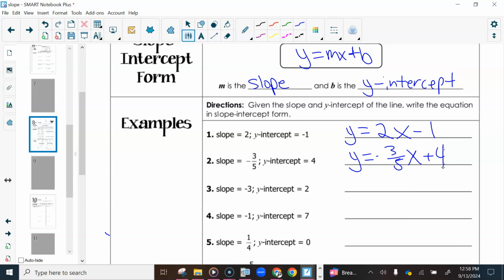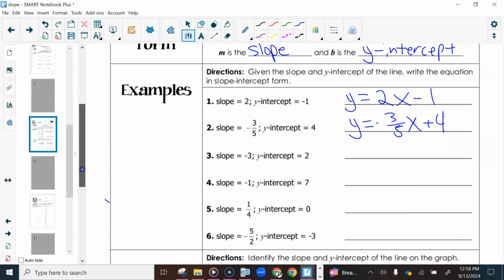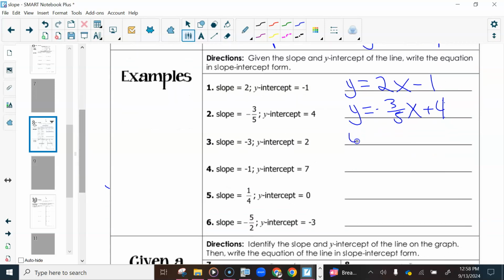What about number 3? Y equals negative 3. We don't need the one part, but we are missing something. X. We can't forget the x.